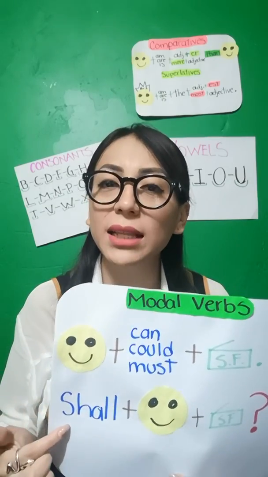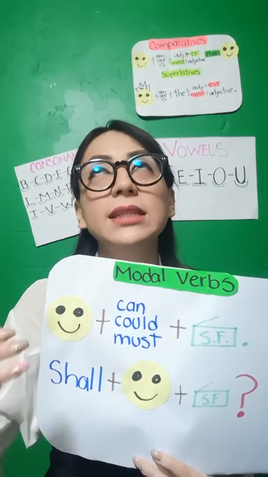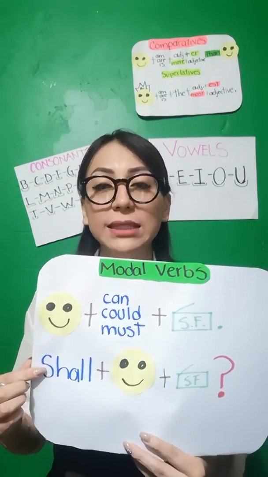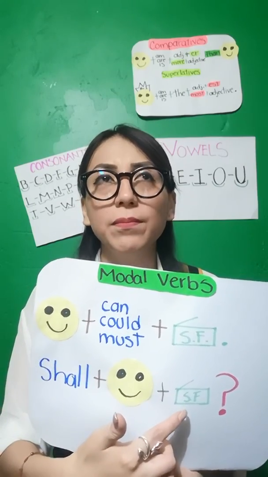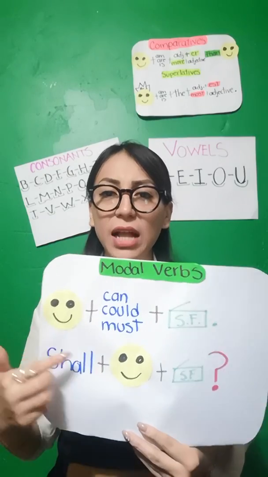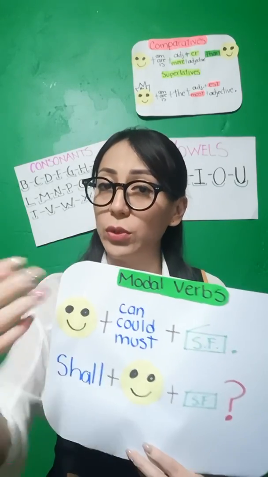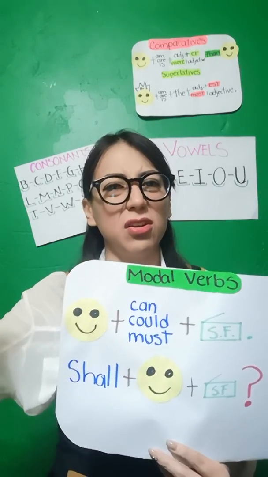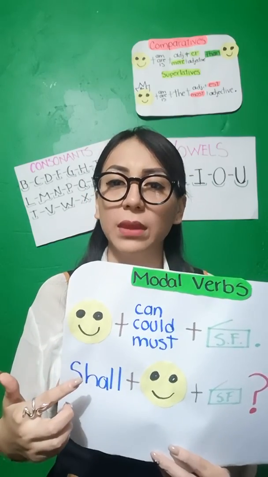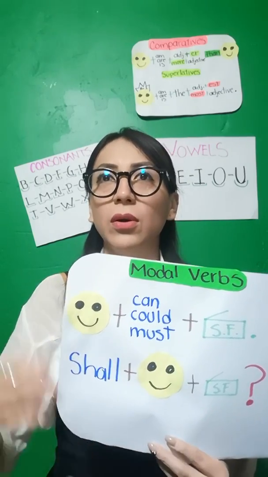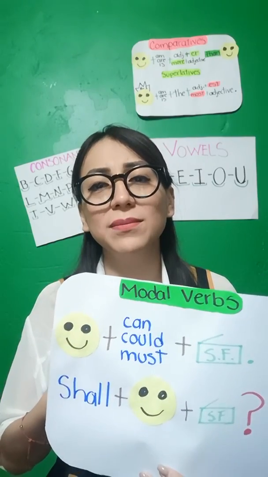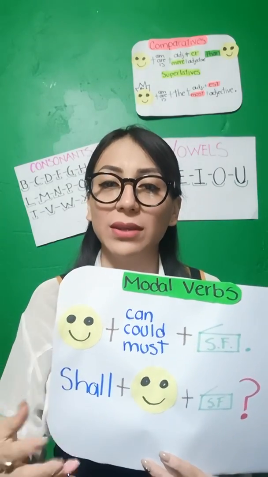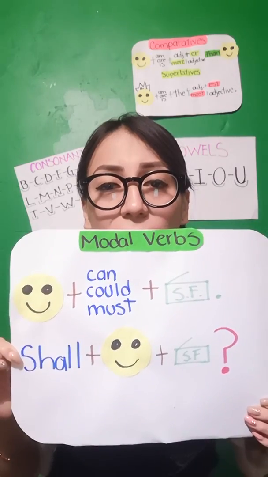Okay, what is shall, guys? Shall is a modal verb that helps me to offer. So for example, I can say, shall I help you with your homework? Shall we dance here? Another one: shall you bring me my books, please? This is an offer, like you want to do something. Okay, so questions with shall, guys.